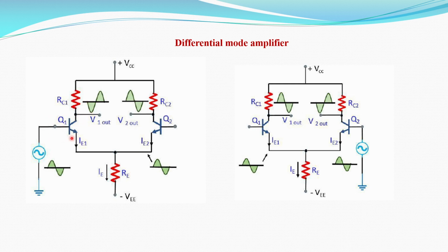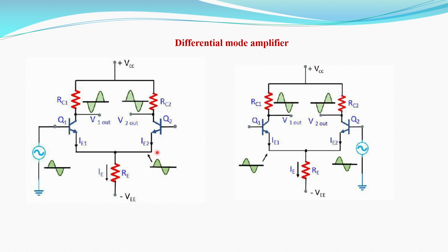So when Q1 gets turned on by the positive half of the input, the current through RE will be increased. In BJT I already discussed that IE equals IC, so here also we are assuming collector current is equal to emitter current, denoted as IC equal to IE. So the voltage drop across RE will be more, thus causing the emitters of both transistors to go in the positive direction.